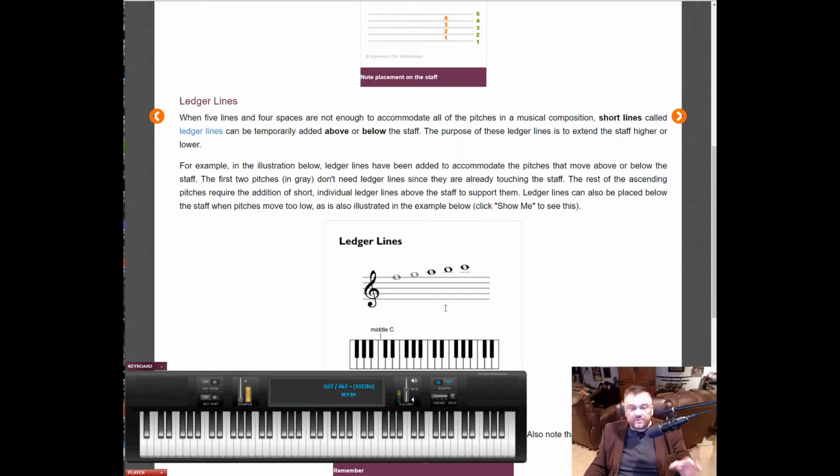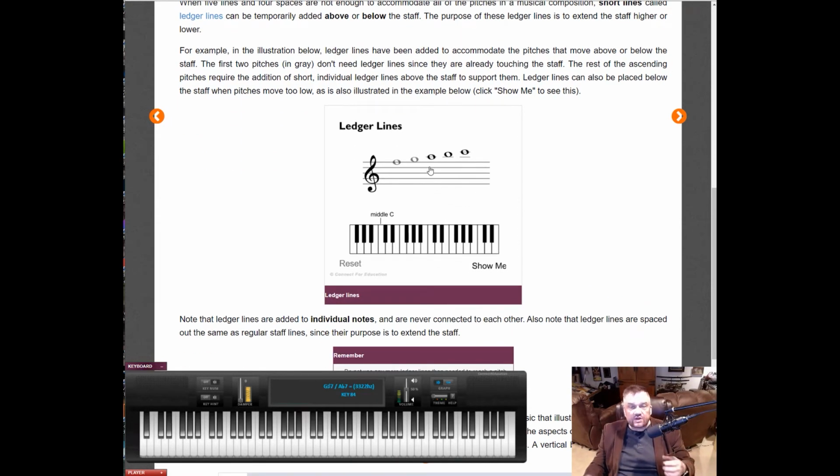Now, we get into something called ledger lines. Ledger lines are merely an extension of the 5 lines and the 4 spaces. If you think about it, it makes sense. Can you imagine being limited only to the treble clef or the bass clef? Obviously, that doesn't give you a lot of pitches to work with. And when you consider the size of the piano keyboard, it has 88 keys, that wouldn't really make sense to only have that few pitches available to you. So we can go above the stave, or we can go below the stave. And by the way, stave, staff, those are 2 words that are used interchangeably.